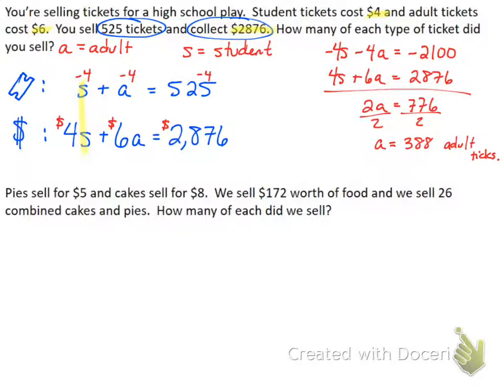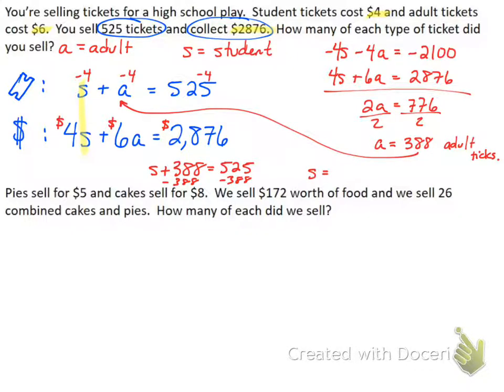And then again, just like I would before, to find the number of student tickets, I could grab the 388 and plug it in here, and I could go S plus 388 is equal to 525, and subtract the 388 over to the other side. So I get S is equal to 137 student tickets. Those are my two answers here.